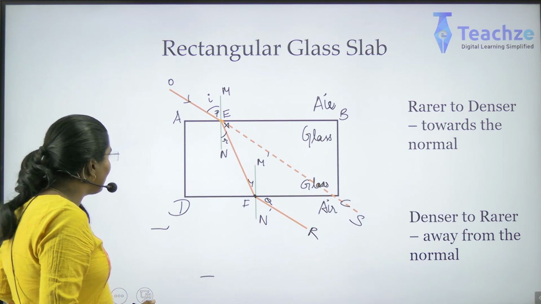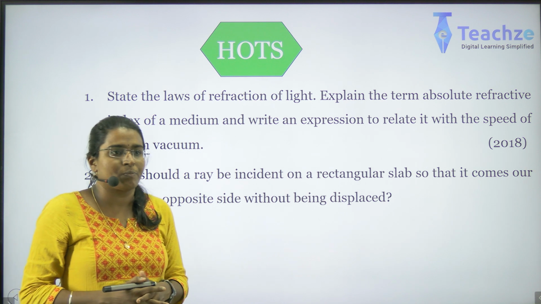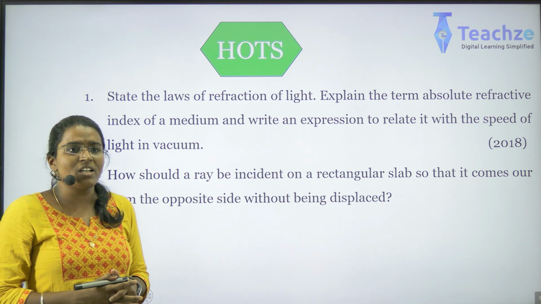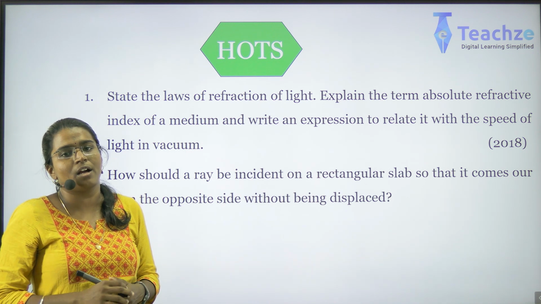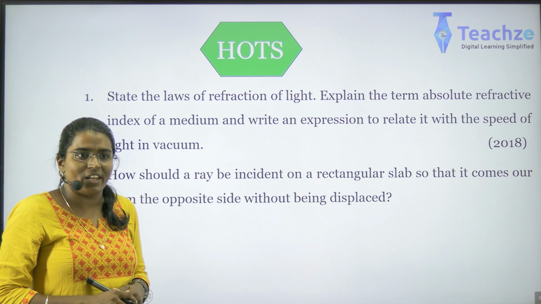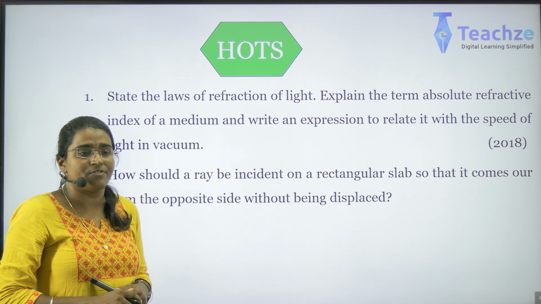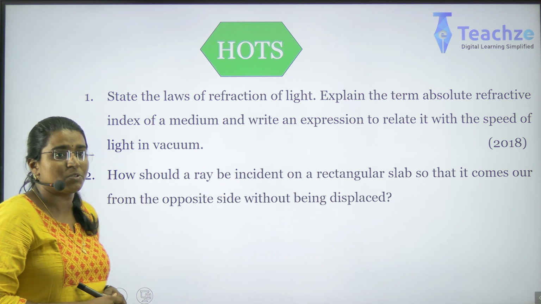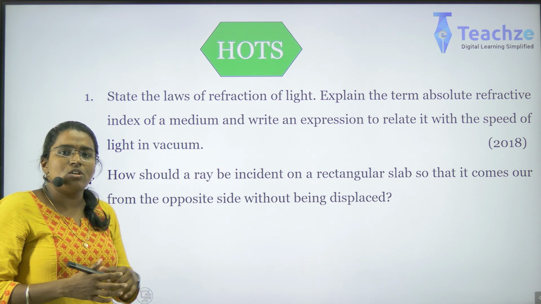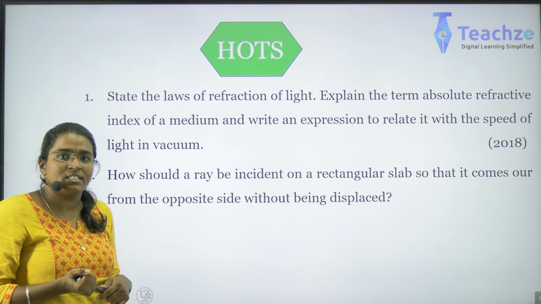Okay. So with this, we'll go to some questions. So we have the first question here. It was asked in the 2018 question paper. State the laws of refraction of light, explain the term absolute refractive index of a medium and write an expression to relate it to speed of light in vacuum. So what are the laws of refraction of light?